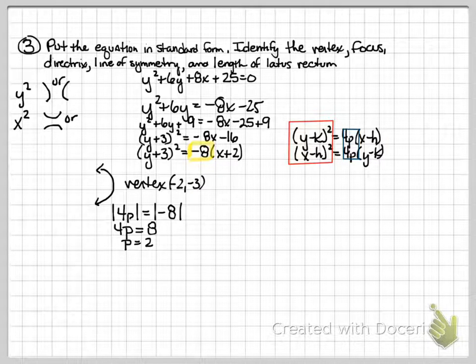Now you're probably thinking, what does that p help me with? Well, it tells me my focus is 2 away from my vertex, and my line of directrix is 2 away from my vertex. And all three need to be in the same line. The line of symmetry that goes through the focus and the vertex has to be perpendicular to our directrix. So watch how I graph this. Okay, so I'm going to make xy axis.